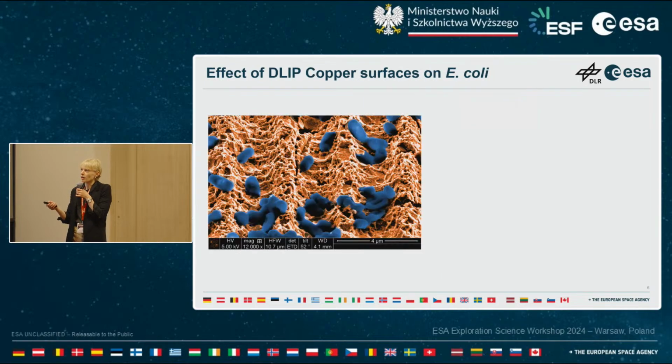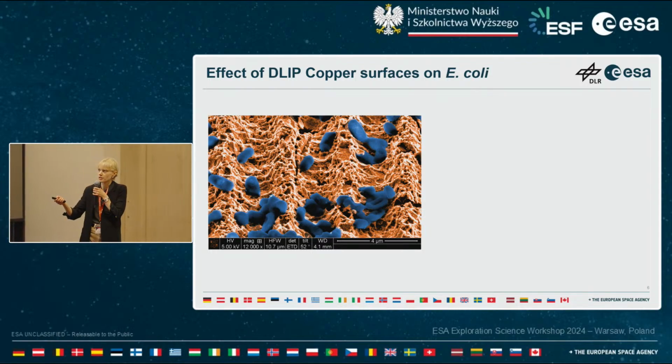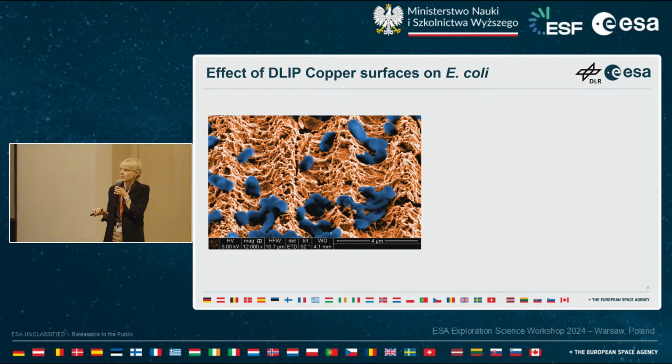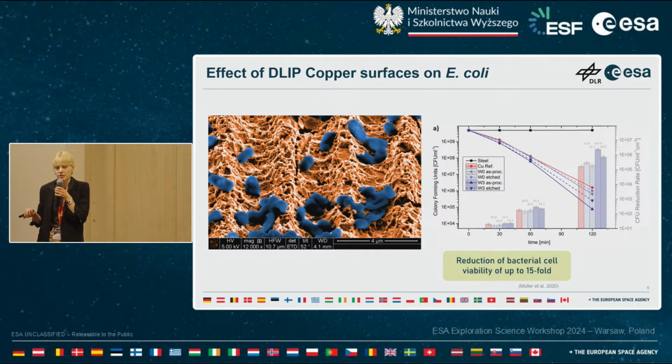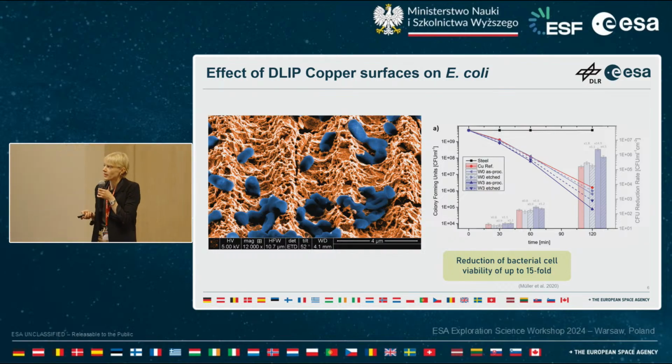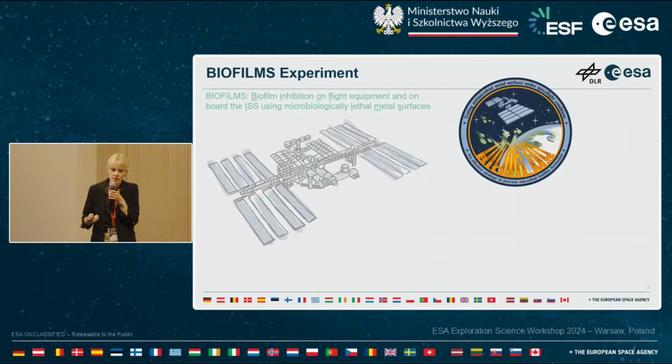Here you see E. coli on a surface that was patterned with direct laser interference patterning. This is a 3 micrometer patterned surface, so the periodicity here is approximately 3 micrometers. And it was shown that the 3 micrometer patterned surfaces can reduce bacterial viability up to 15-fold. And this was for E. coli also.